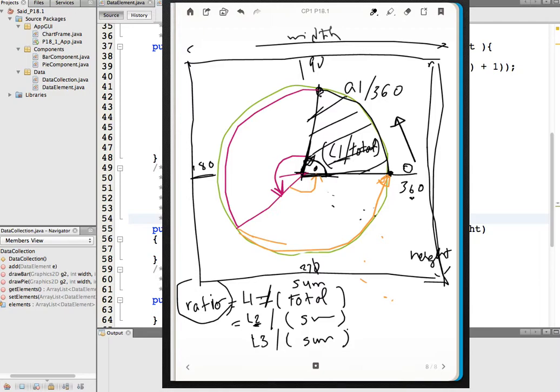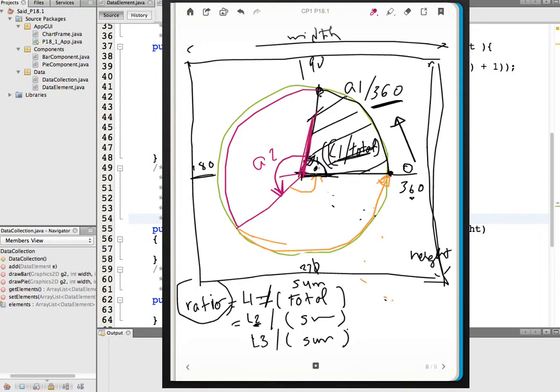So if you know the percentage from dividing the length 1 over the total, you can multiply this by the 360, and that will give you the value of angle number 1. Angle number 2 is very similar. The difference between angle number 2, in addition to the fact that we use the ratio from L2, is that angle number 2 starts from where angle number 1 ended.